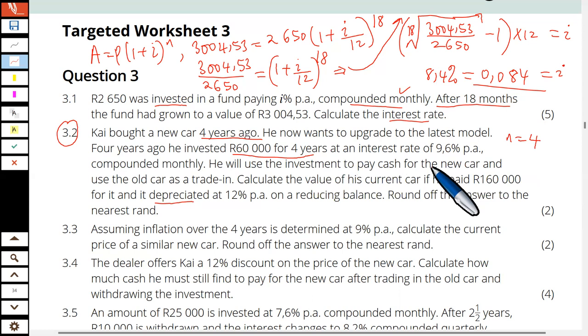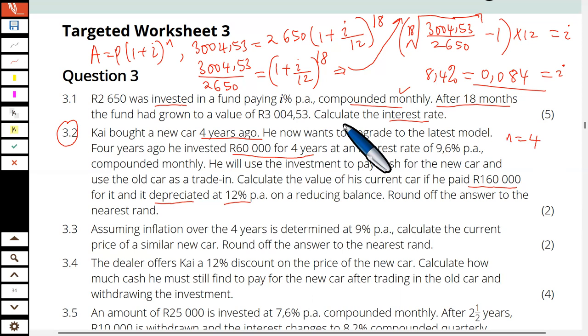He will use the investment to pay cash for the new car and use the old car as a trade-in. Calculate the value of his current car, if he paid 160,000 for it, and it depreciated at 12% per annum on a reducing balance. So we are sorted.